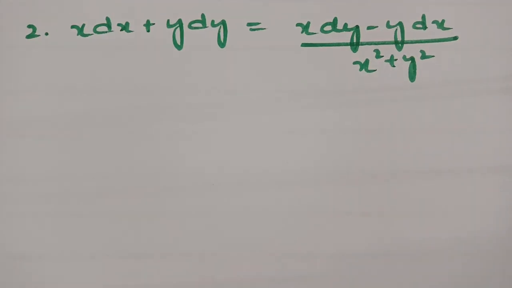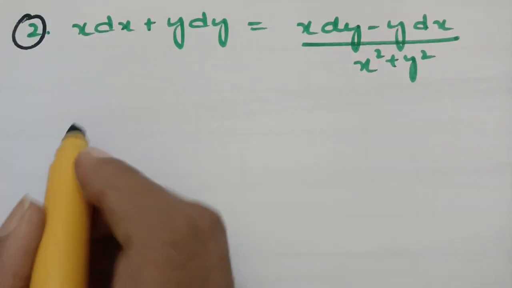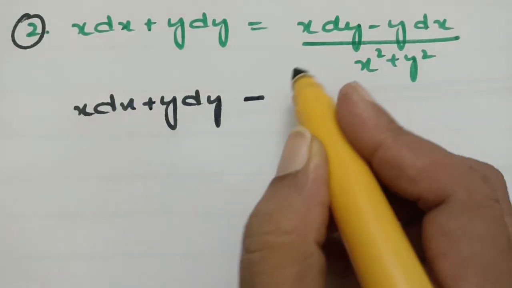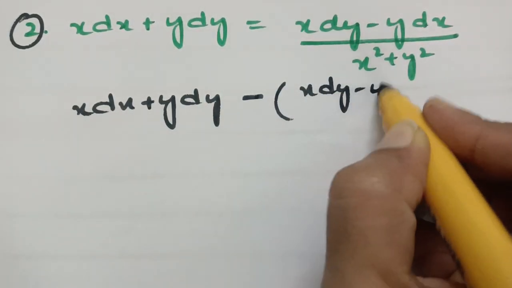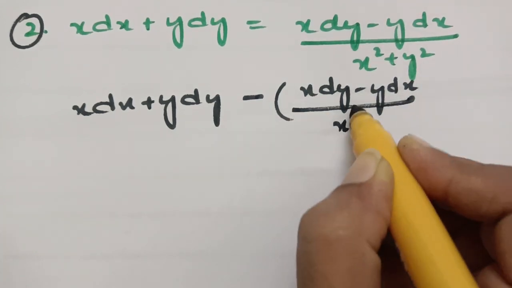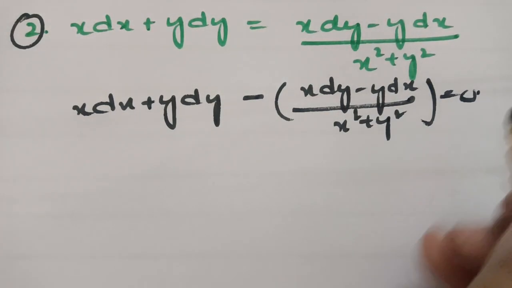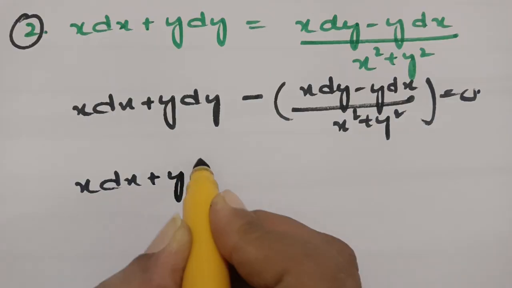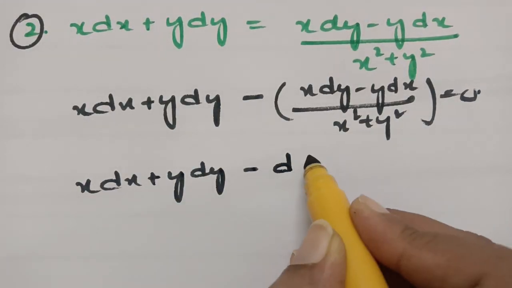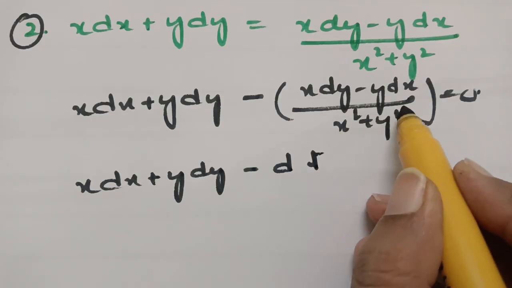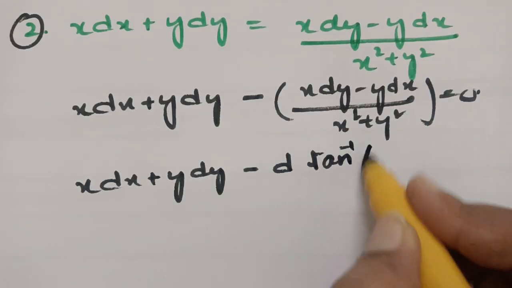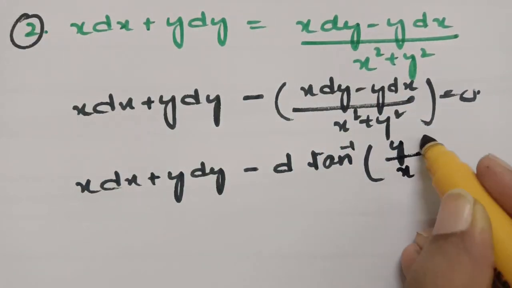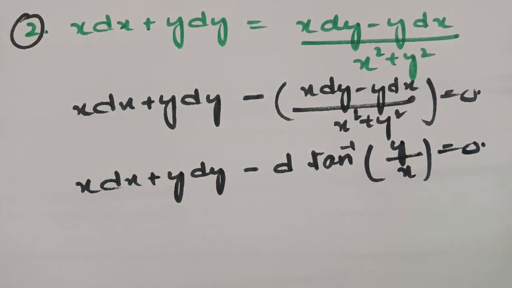And the next question, the second question, is also so simple. For getting the solution, see here, as this is a non-exact differential equation, this can be written as x dx plus y dy. If I bring it inside, this will be x dy minus y dx by x square plus y square is equal to 0. This is an inspection method, by seeing it itself we can tell that I can write this as a derivative of, if there is x square plus y square in the denominator, we have to write it as tan inverse of, if it is x first, we have to go with y in the numerator, that is y by x is equal to 0. So this is the formula.